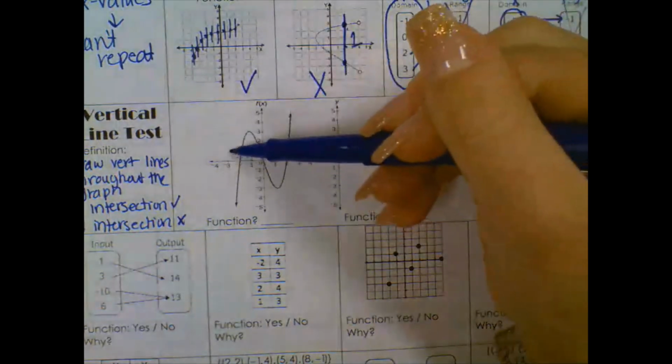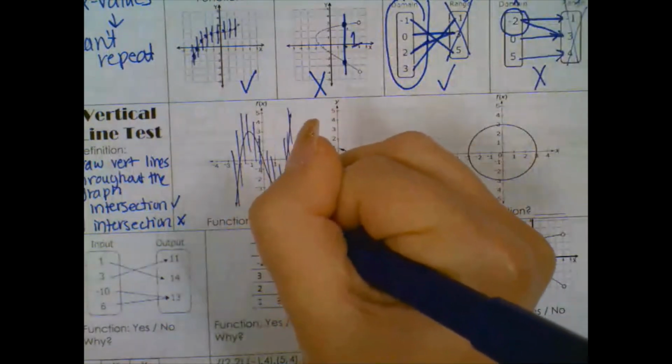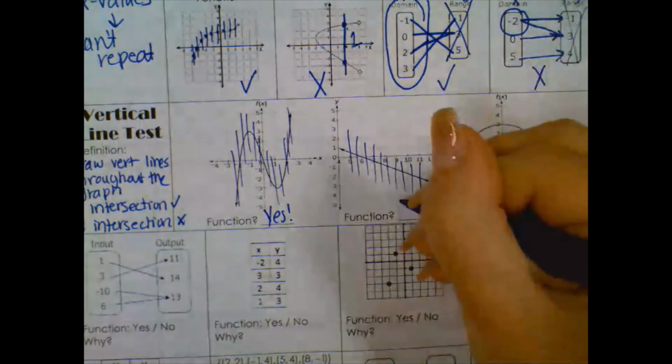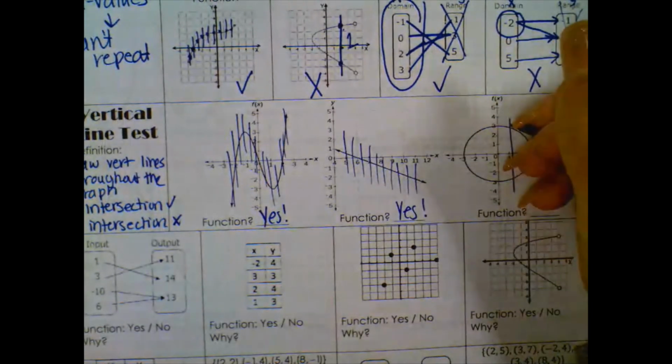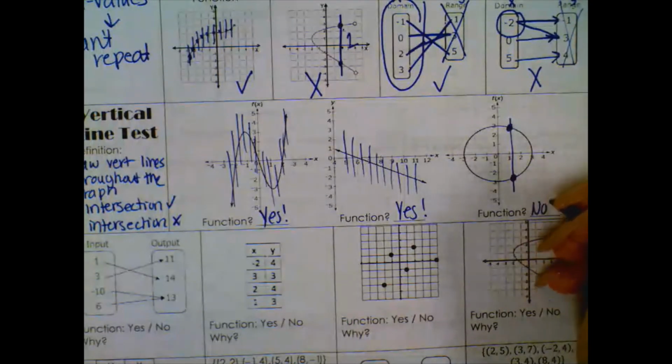Okay, so for the first one, drawing our vertical lines, we can see that each one of these intersects only once. So yes, it is a function. Here, the same idea throughout. Each time it only intersects once. So yes, it is a function. However, here, my very first line, what I see is that it has two different outputs, so it is not a function.